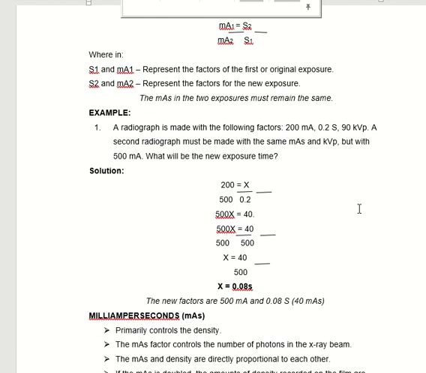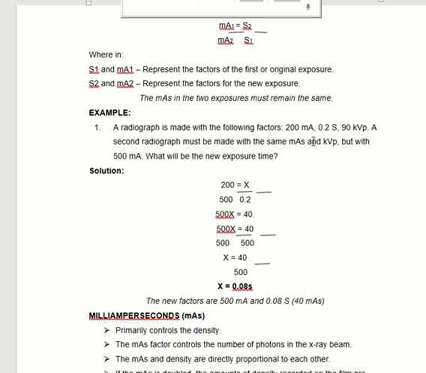We will not compute more on this because it is difficult to discuss online. But anyway, God willing, we will have our face-to-face class, so we are going to discuss more on this. But to have an overview, let's have an example here. A radiograph is made with the following factors: 200 mA, 0.2 seconds, and 90 kVp. So that is for the first exposure.